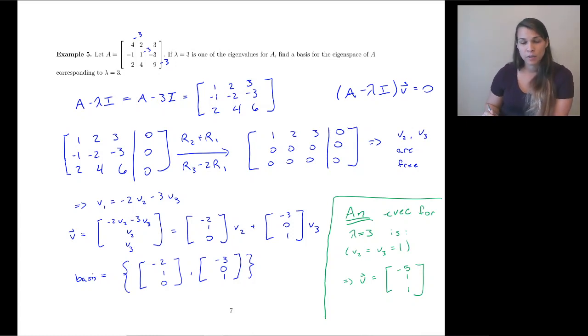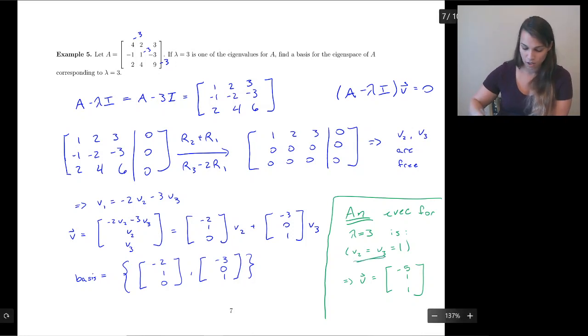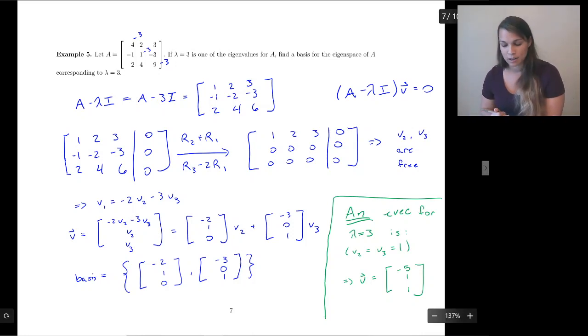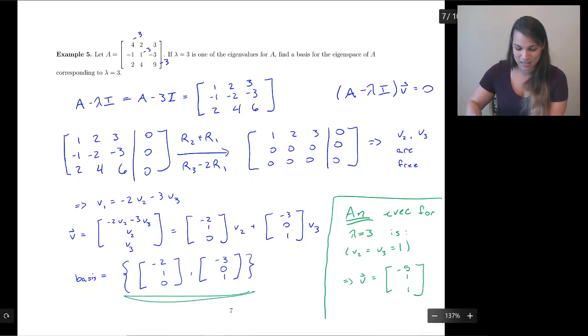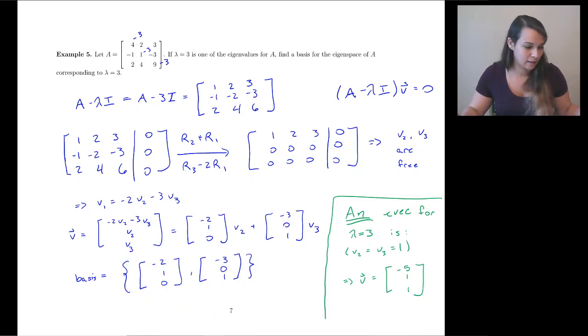You could have picked them to both be negative 1. Or by both, I mean v2 and v3. You could have picked one to be 1 and one to be negative 1. You could pick one to be 0 and one not to be 0. A lot of different eigenvectors. Anything in the span of these two vectors. Okay. I think I've beat that horse to death.